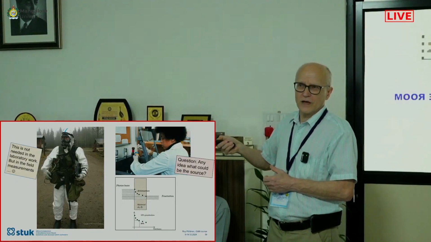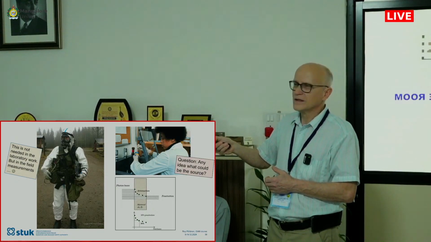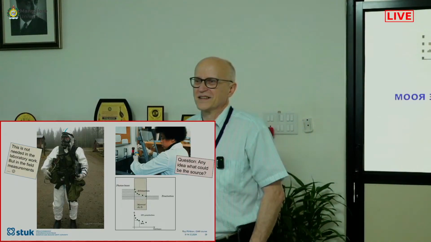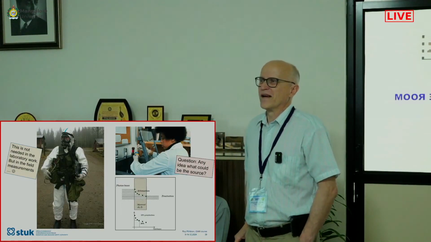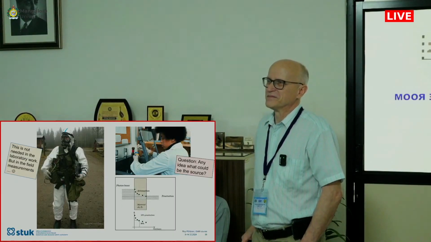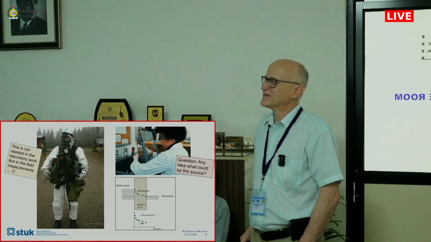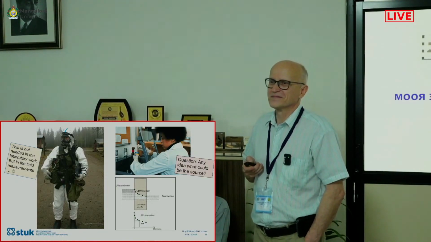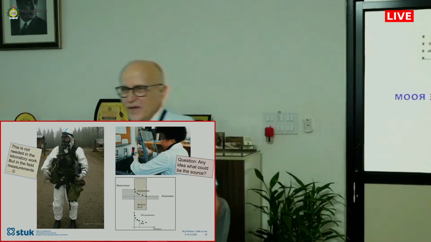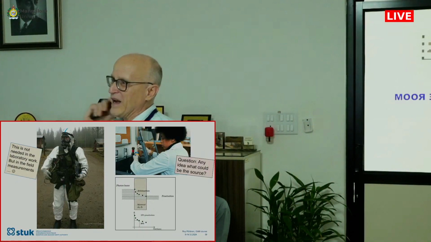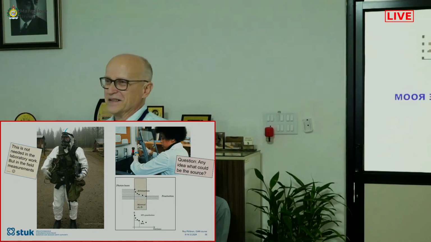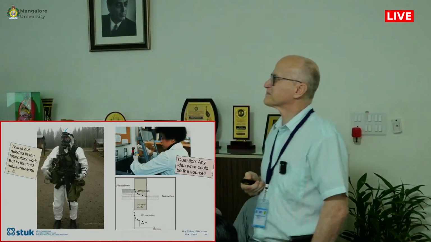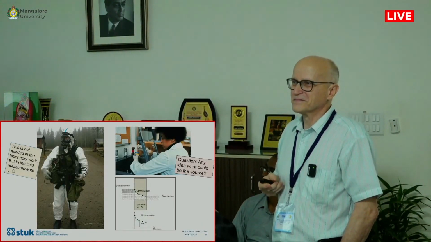Do you have any idea what's the source here? What kind of source is being used? Alpha, beta, or gamma? What is your suggestion? Yeah, answer. How many of you say alpha? One. How many of you say beta?